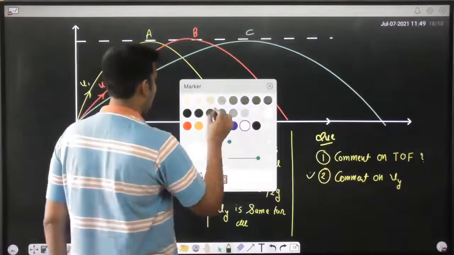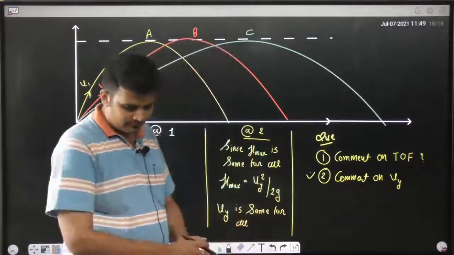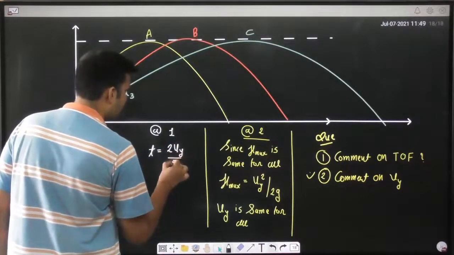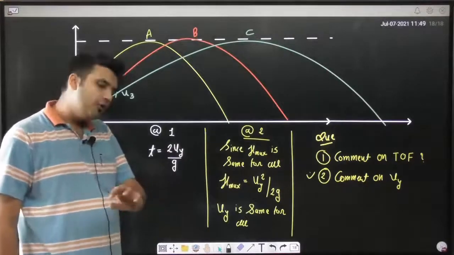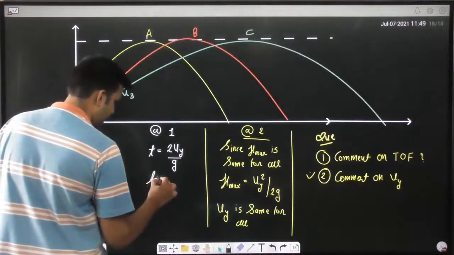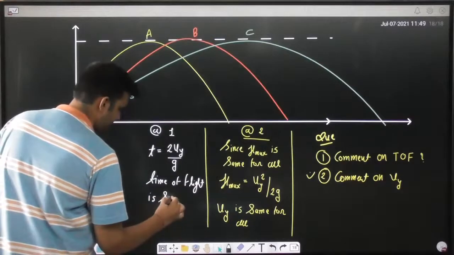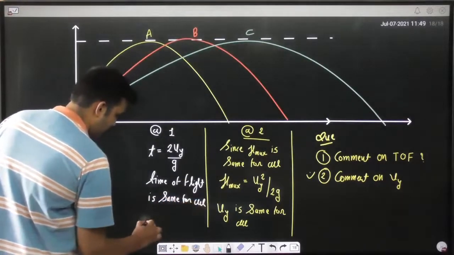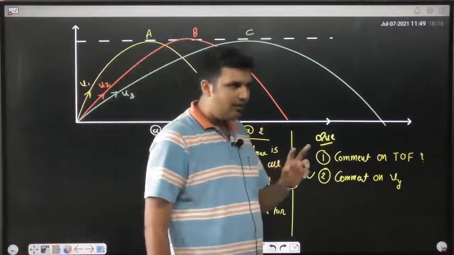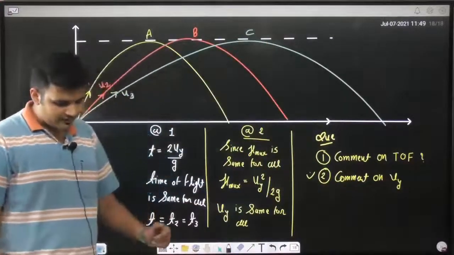This is data 1, story number 1. Now your answer for question number 1. What is the equation of time of flight? 2uy by g, and uy is the same for all. So obviously the time of flight is the same for all. So T1 equals T2 equals T3. Looking at it, it doesn't seem so. Just by looking, it feels like the third will have the largest, but it doesn't happen that way. That is what physics says.